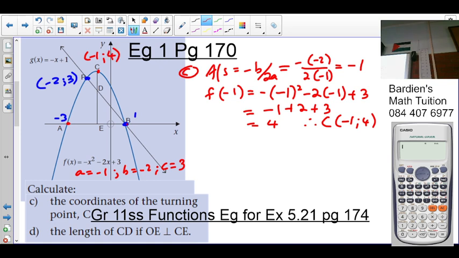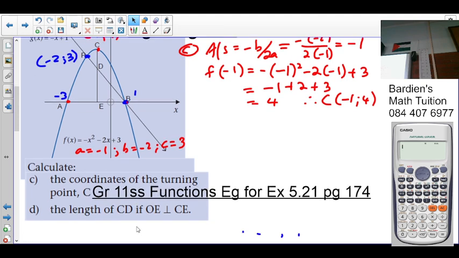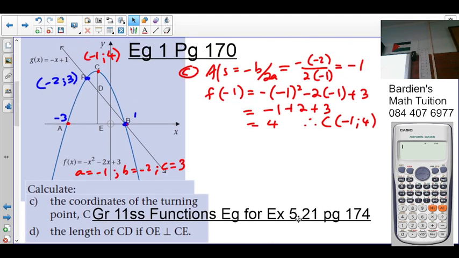Any confusion there, people? No? Alright, let's look at the next question. It says, calculate the length of CD. Let's calculate the length of CD. So what do you notice here? CD is lying between two graphs.